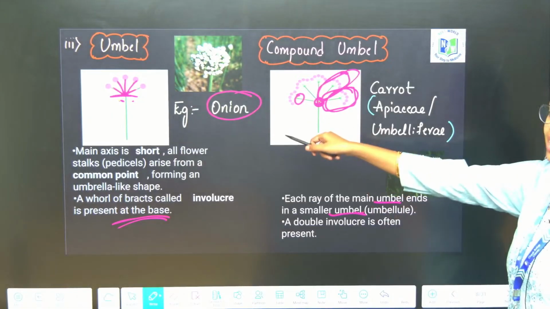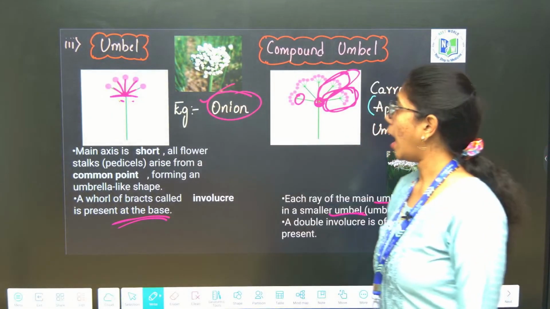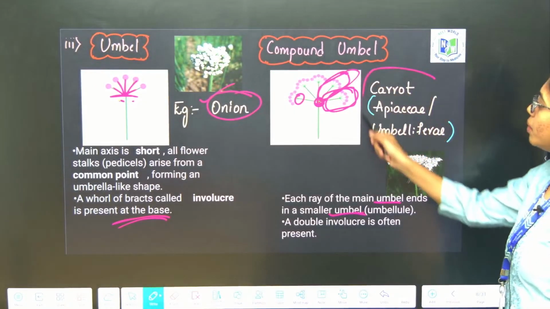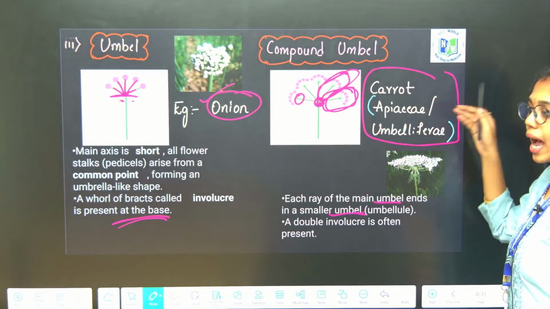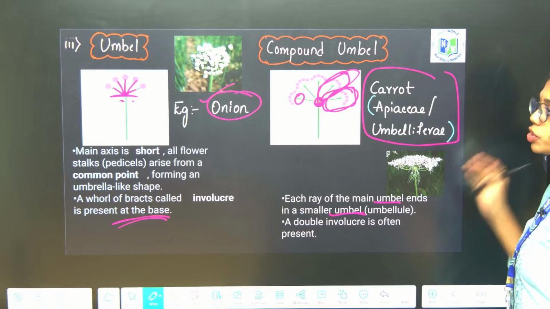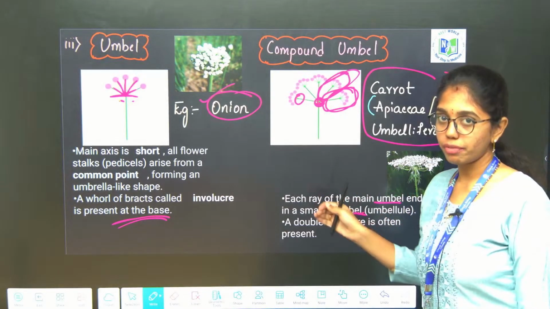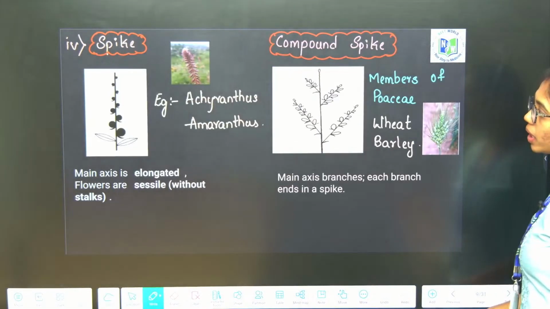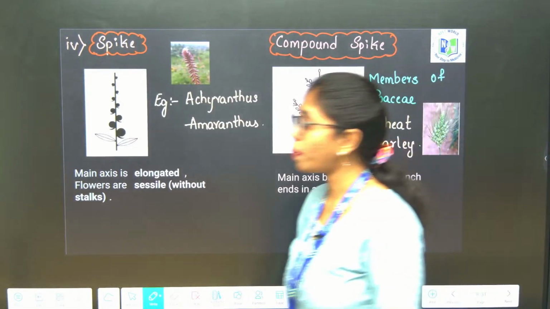So the examples of umbel include onion. In compound umbel we have carrot, and the families which include Apiaceae and Umbelliferae. These are the families which show umbel type of inflorescence. Next is spike type.